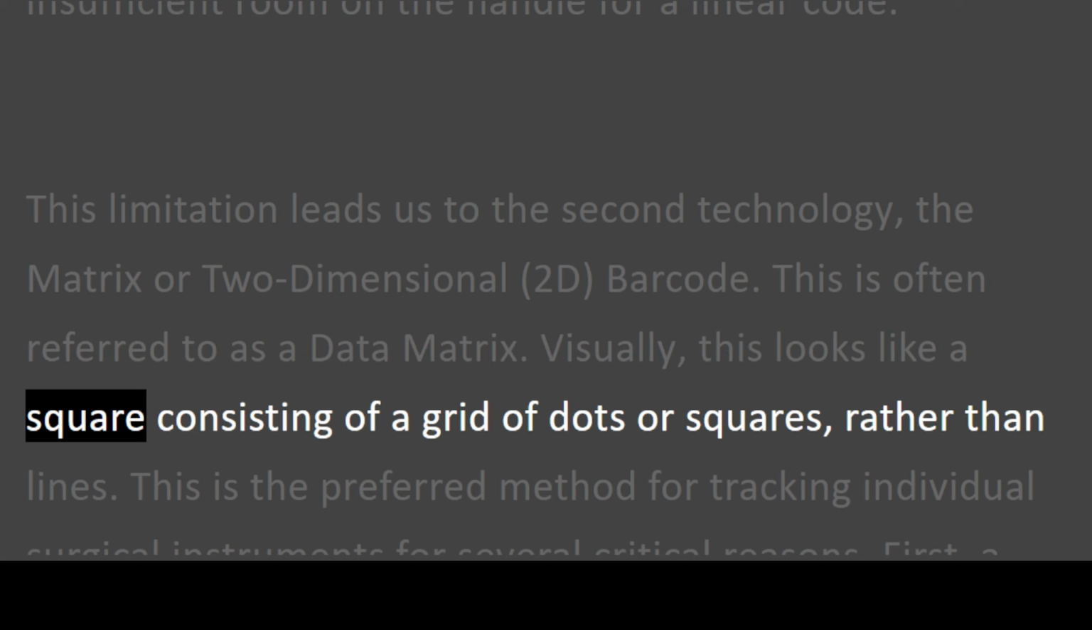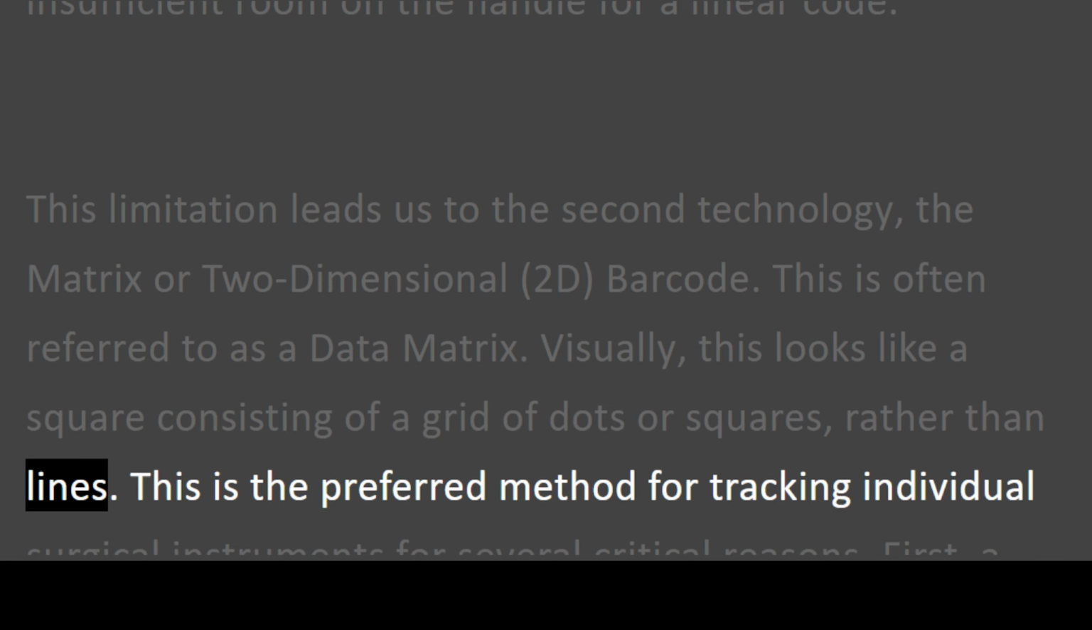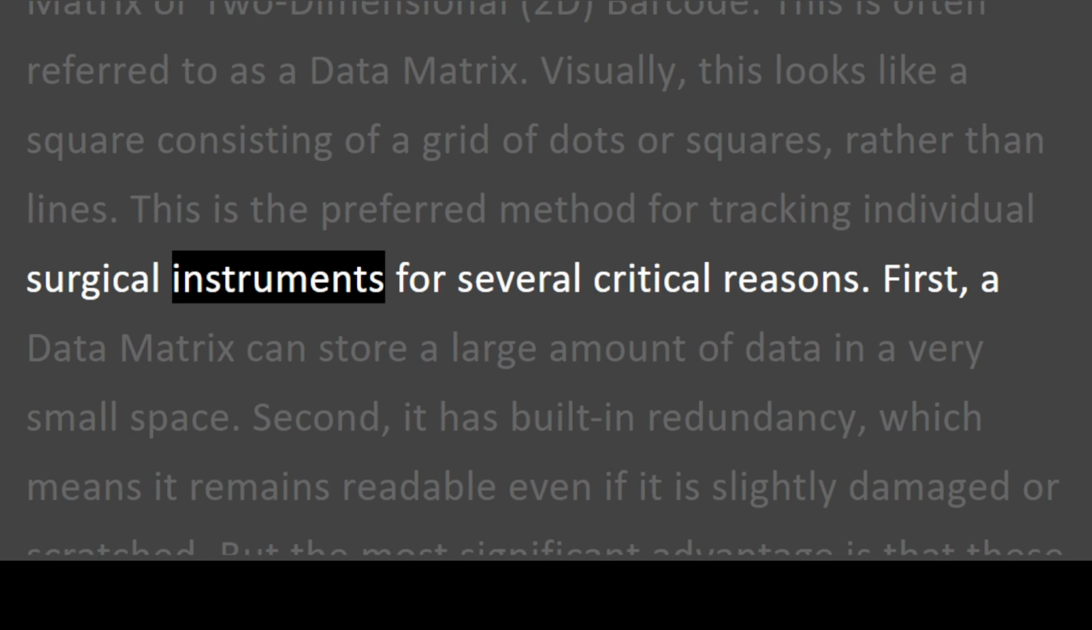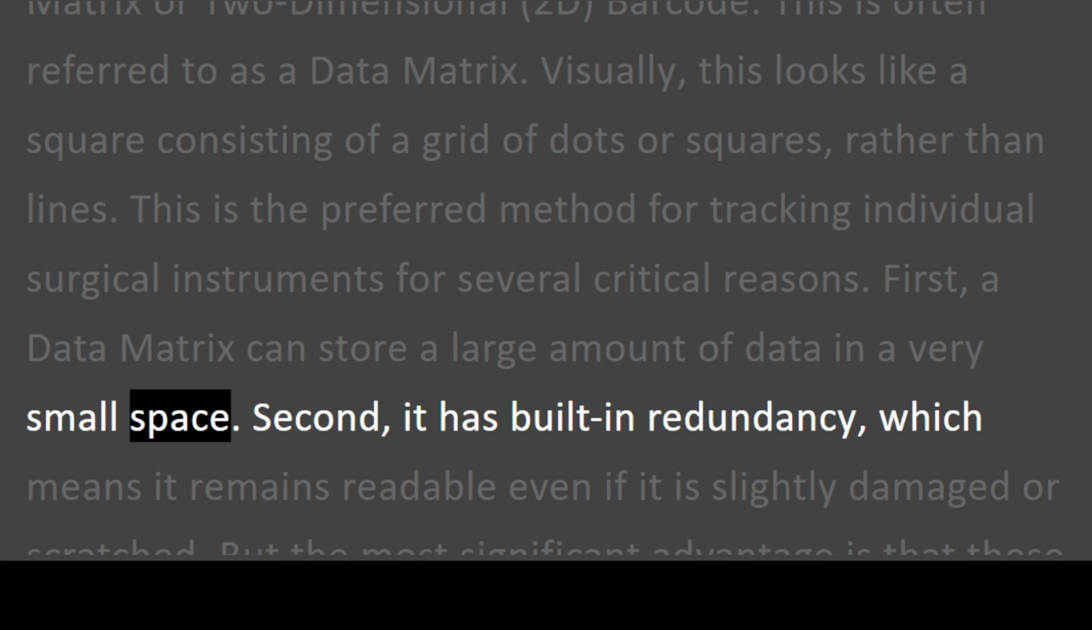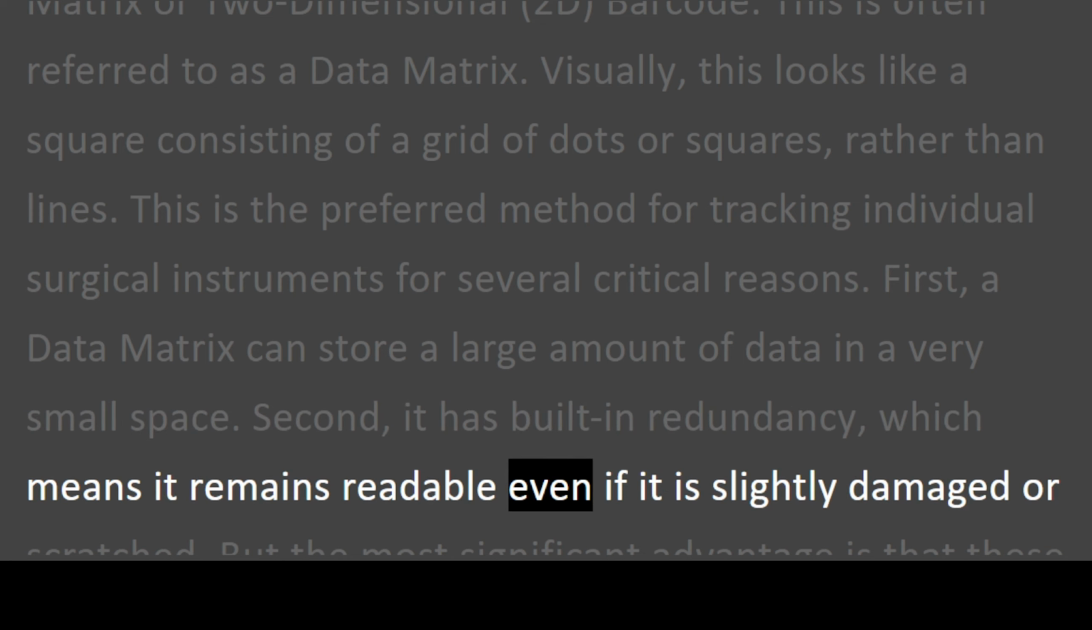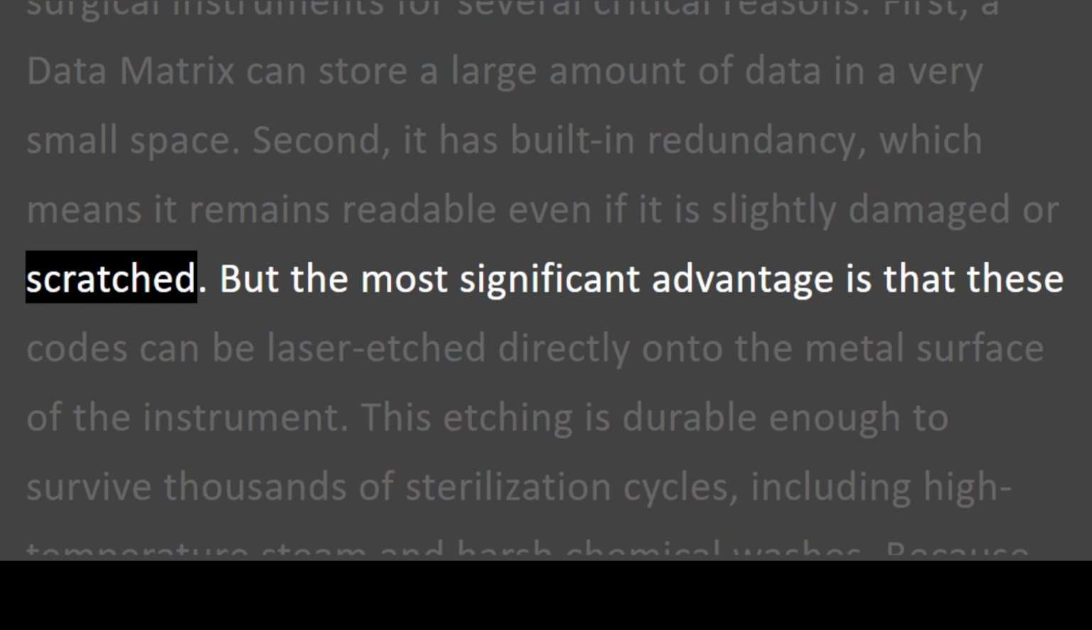Visually, this looks like a square consisting of a grid of dots or squares, rather than lines. This is the preferred method for tracking individual surgical instruments for several critical reasons. First, a data matrix can store a large amount of data in a very small space. Second, it has built-in redundancy, which means it remains readable even if it is slightly damaged or scratched.